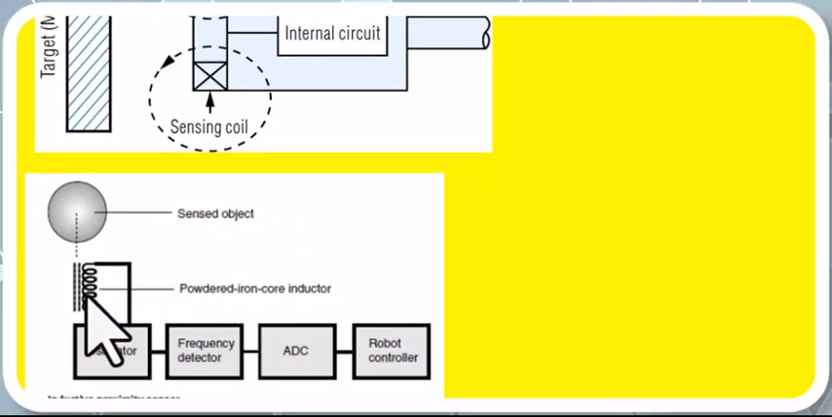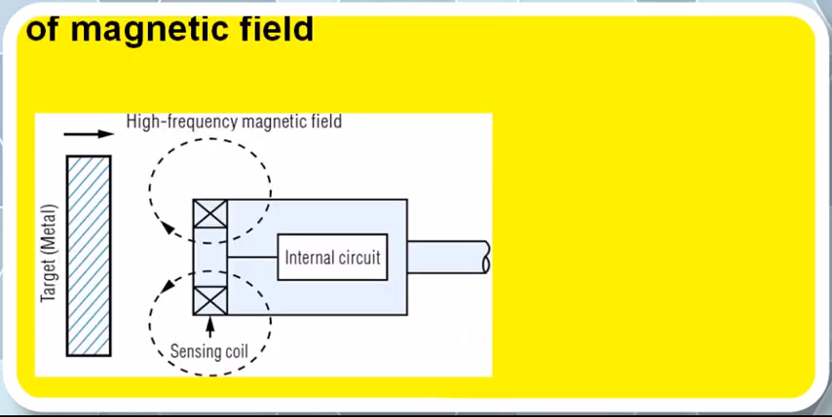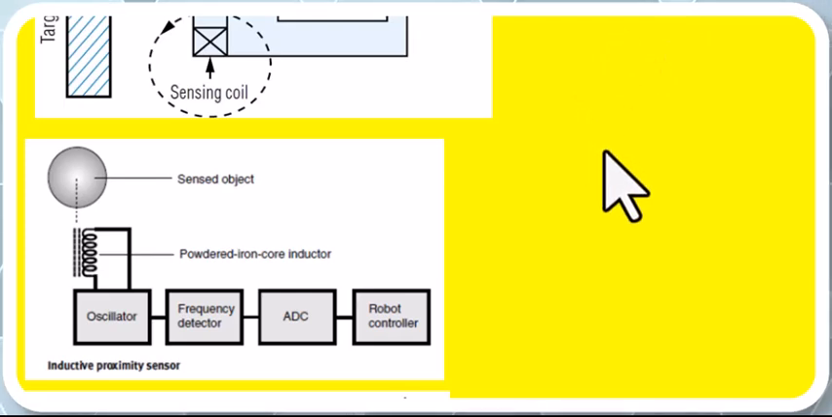This is the coil. This is called the sensing coil, and this sensing coil is connected to the oscillator, and this oscillator frequency is radio frequency. The range of radio frequency is 20 kHz to 300 GHz. The speciality of this oscillator is it provides the high frequency to this sensing coil.